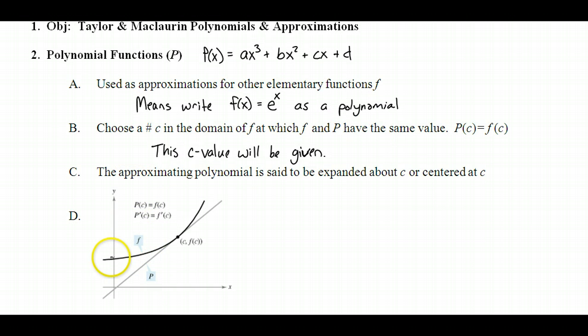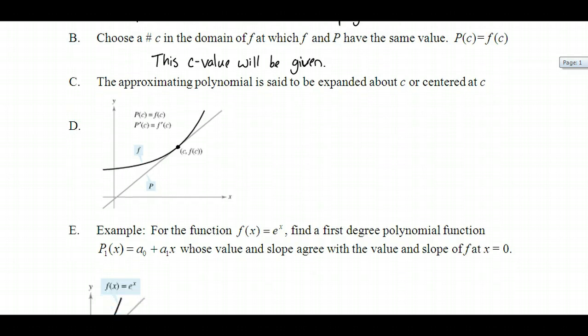If you look below, here I have my function, which is the black graph, and I have this point of tangency. I'm going to create a polynomial coming from that point of tangency, so that has to be given. The approximating polynomial is said to be expanded about c or centered at c, and so that point is very crucial. Again, it's going to be given so that everybody has the same value, and usually it's a fairly convenient value to work with.